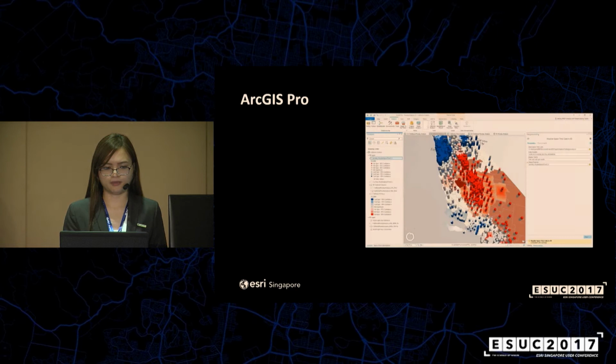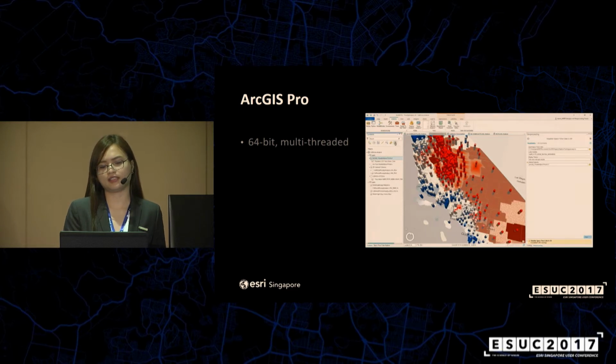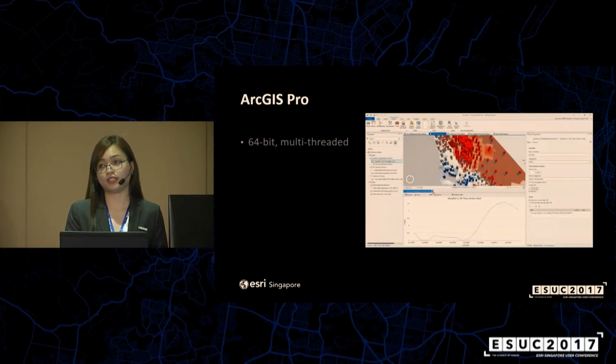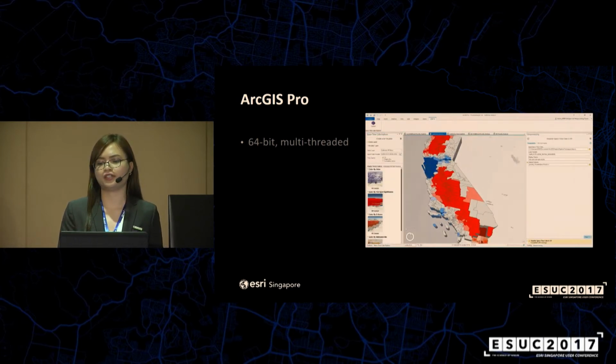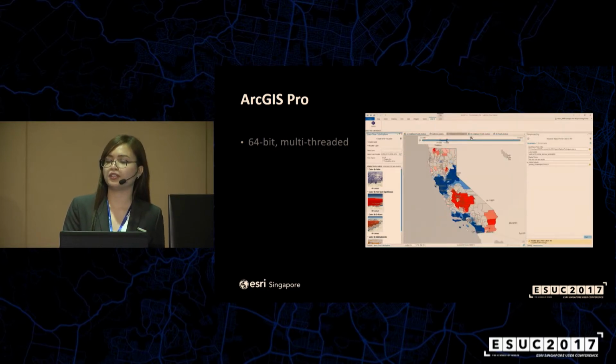So let's show you the interface of ArcGIS Pro. First, let's discuss its environment. It is a 64-bit application, which is also multi-threaded, meaning it really leverages and harnesses your machine's power to run both 2D and 3D operations, to visualize your data on maps that are beautiful, interactive, and informative.